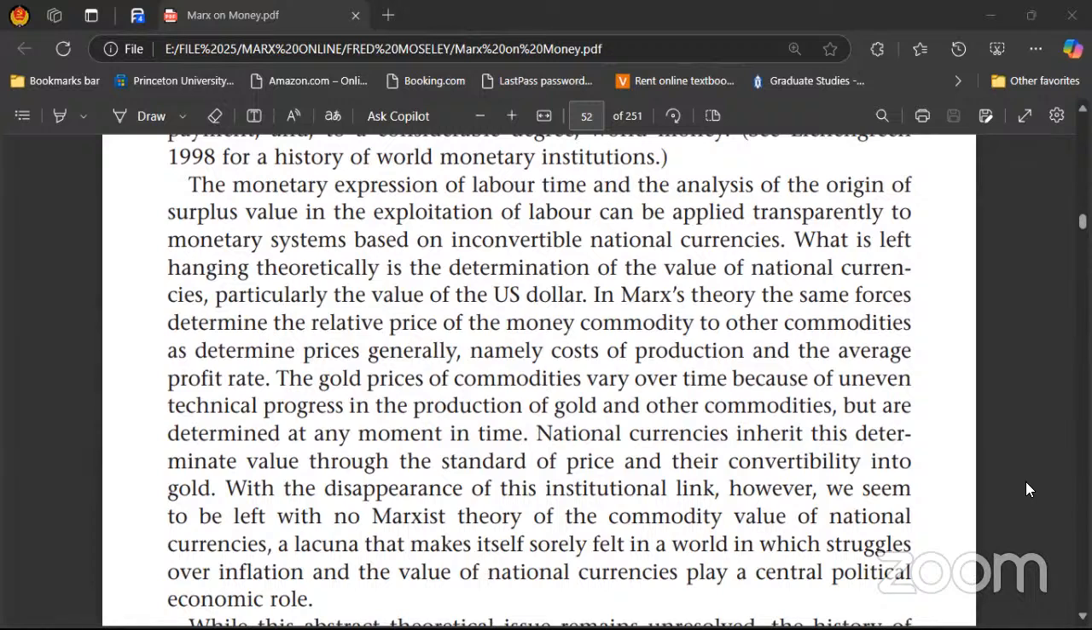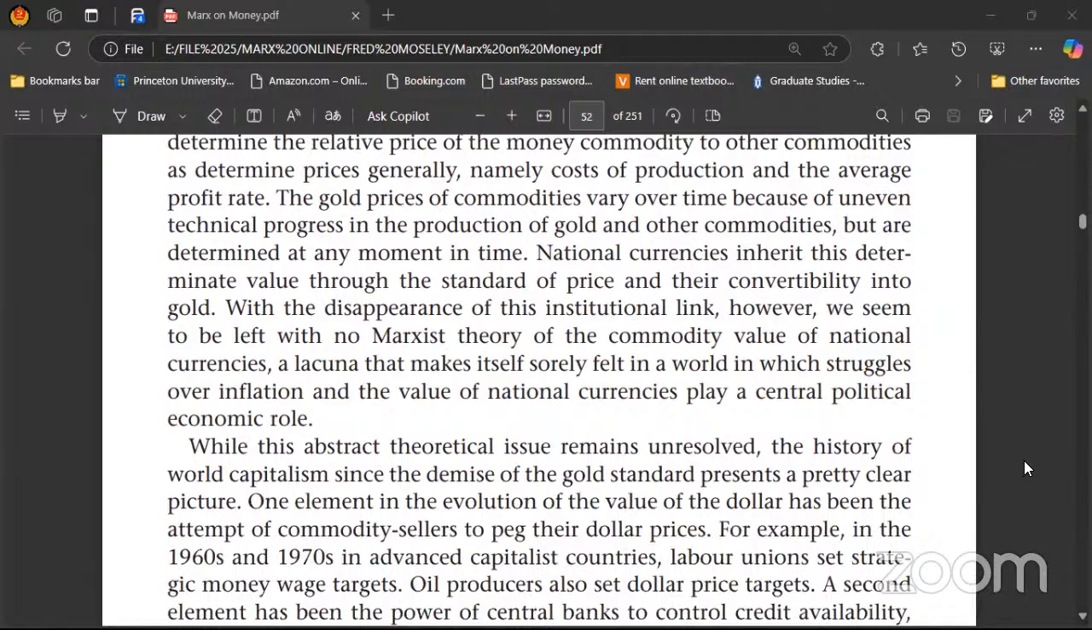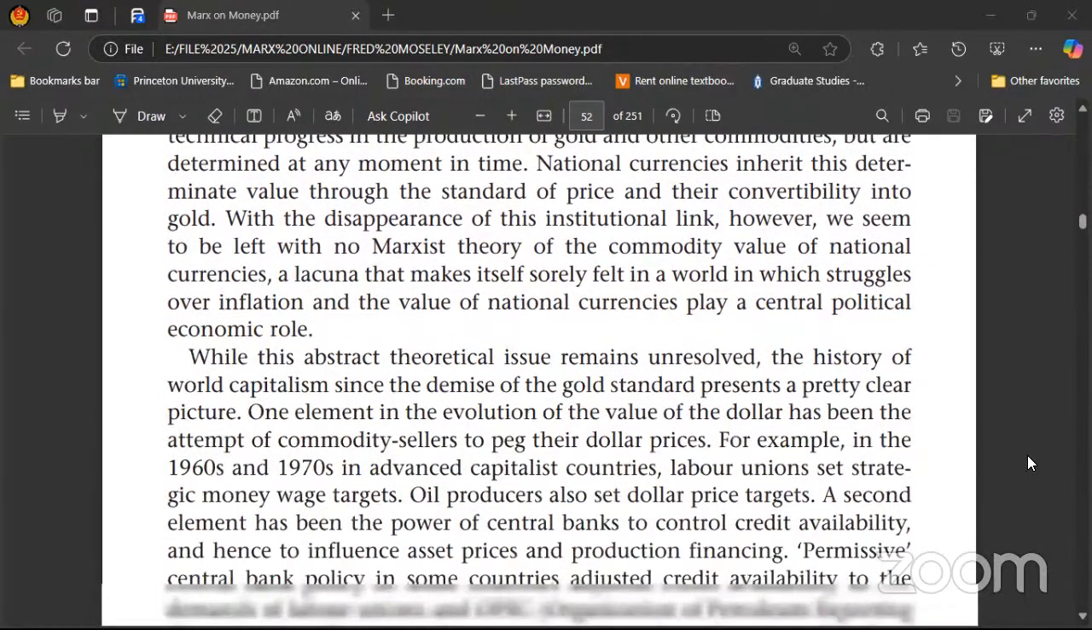The gold prices of commodities vary over time because of uneven technical progress in the production of gold and other commodities, but are determined at any moment in time. National currencies inherit this determinate value through the standard price and their convertibility into gold. With the disappearance of this institutional link, however, we seem to be left with no Marxist theory of the commodity value of national currencies, a lacuna that makes itself sorely felt in a world in which struggles over inflation and the value of national currencies play a central political economic role.